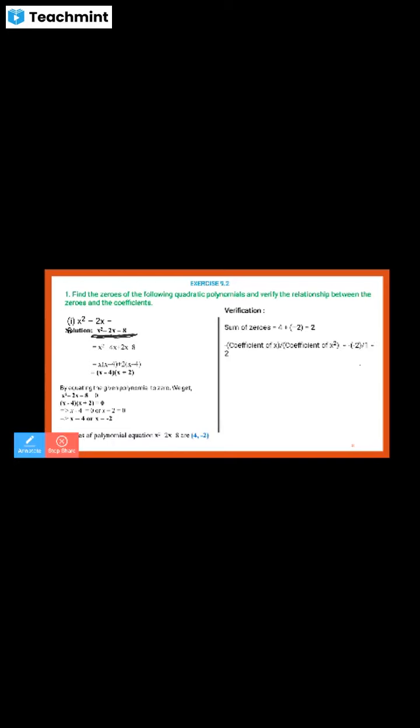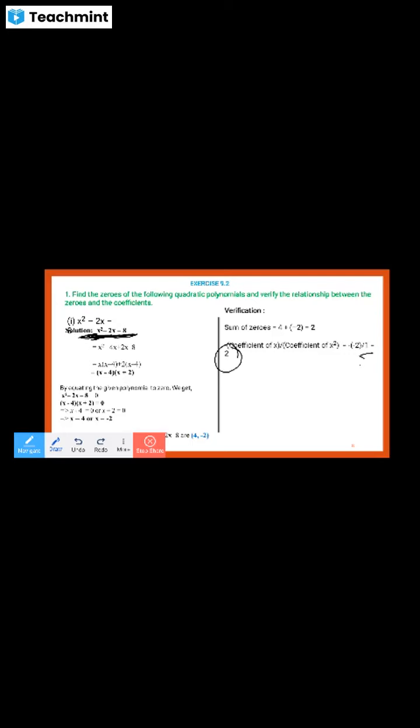See here, minus of minus 2 becomes plus 2 and coefficient of x square is what? 1. So divided by 1. So plus 2 divided by 1, that becomes what? Sum of zeros is 2. And product of zeros.